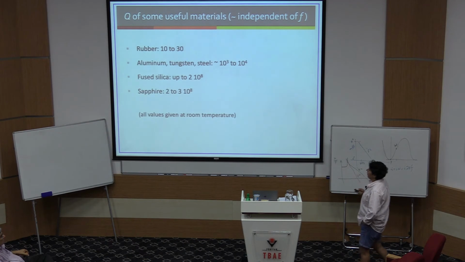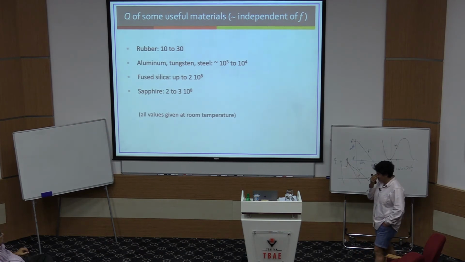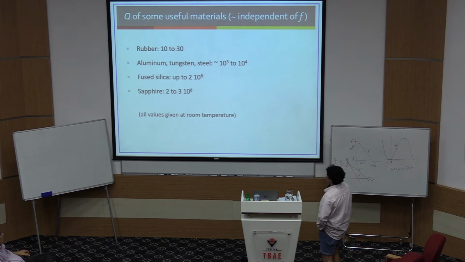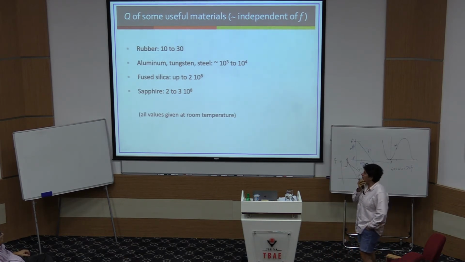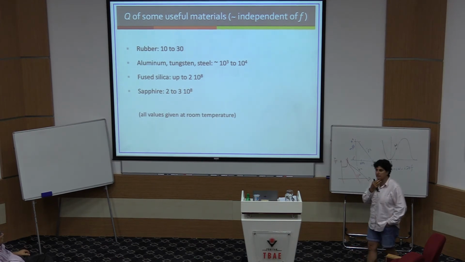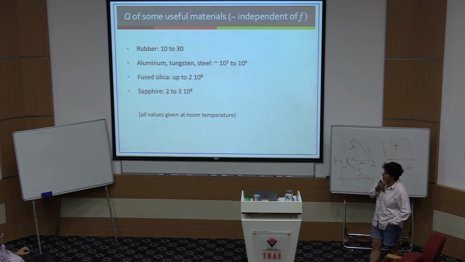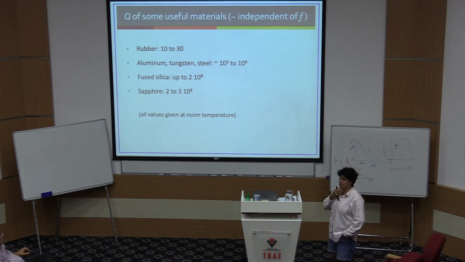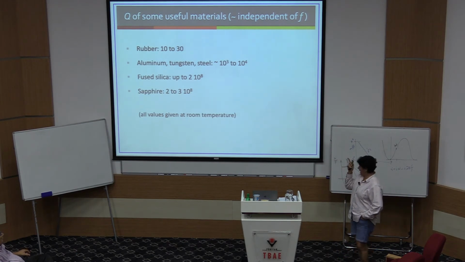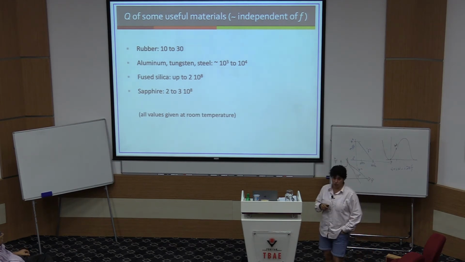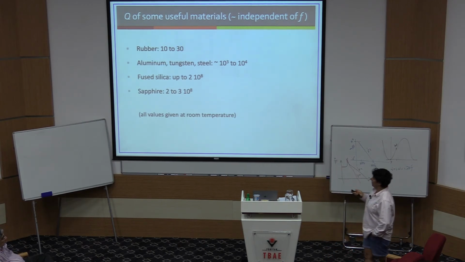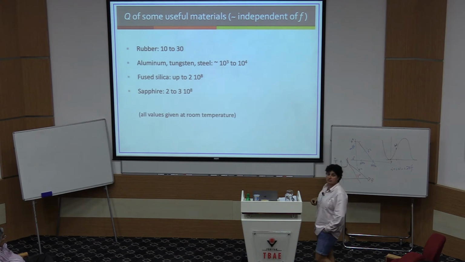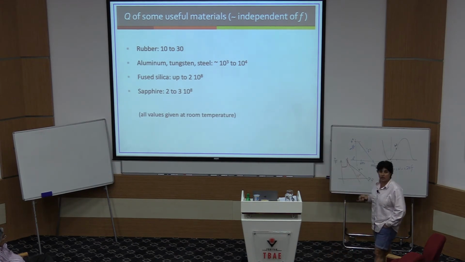Okay. All right, so here are some fun things, again, just for you, since I'm hell-bent on turning you into experimentalists. Rubber typically has a Q of about 10. Most ordinary metals like aluminum, tungsten, steel, they have a Q of about 1,000 to 10,000. Fused silica, glass, which is what we use for our mirrors, and you can see why, has Qs of over 100 million intrinsically, and then sapphire is another kind of material that also has very high Q.